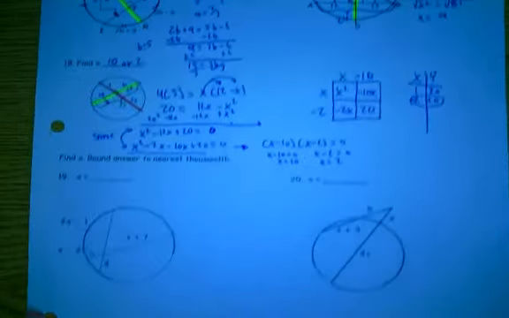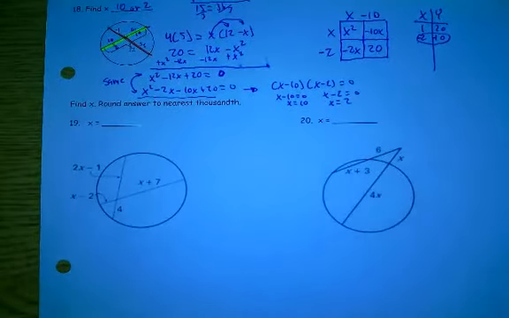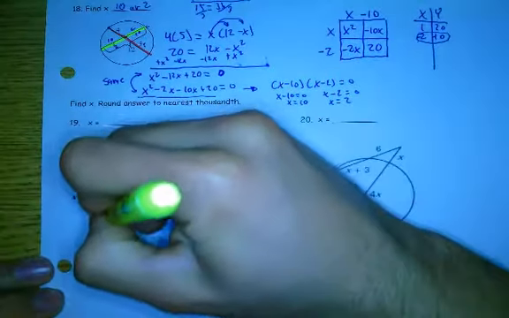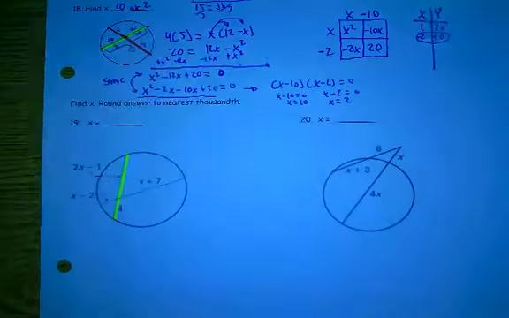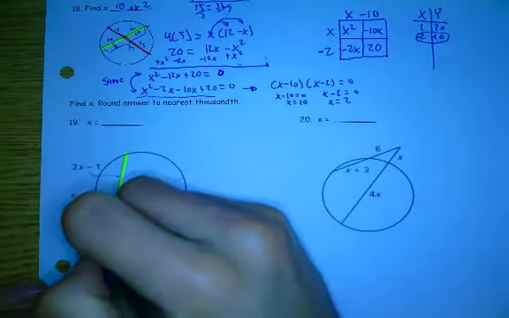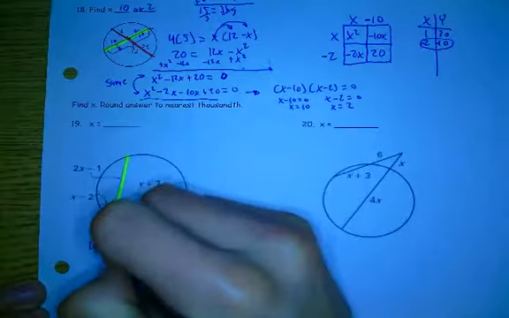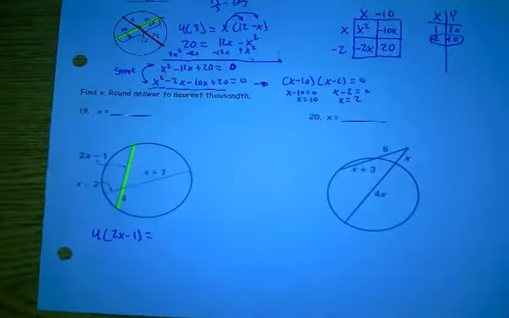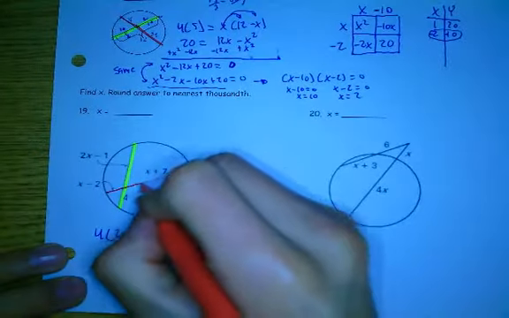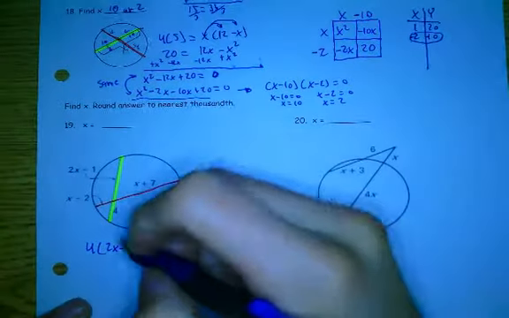Alright, 4 times 2x is 8x, 4 times negative 1 is negative 4. x times x is x squared, plus 7x, minus 2x, minus 14. So 8x minus 4 equals x squared. Well, 7x minus 2x, that's 5x minus 14.